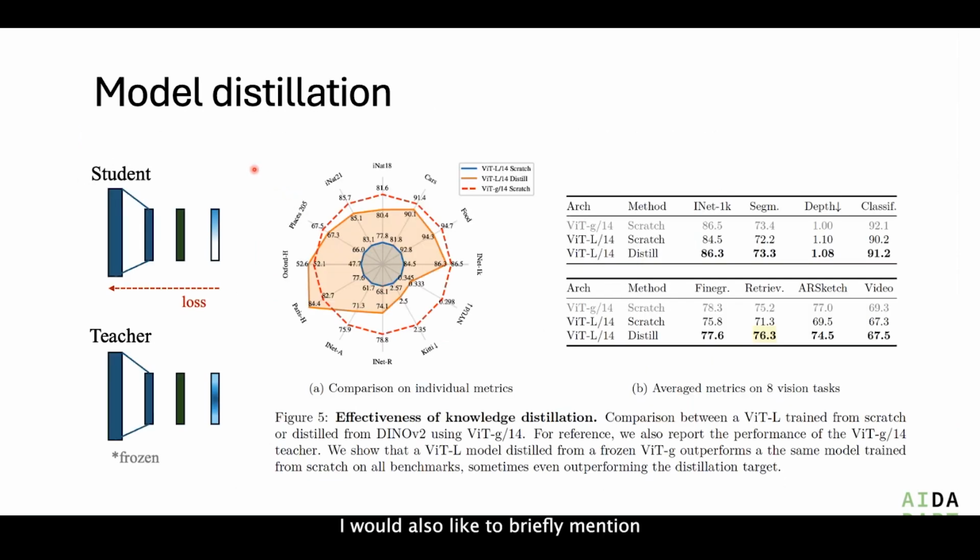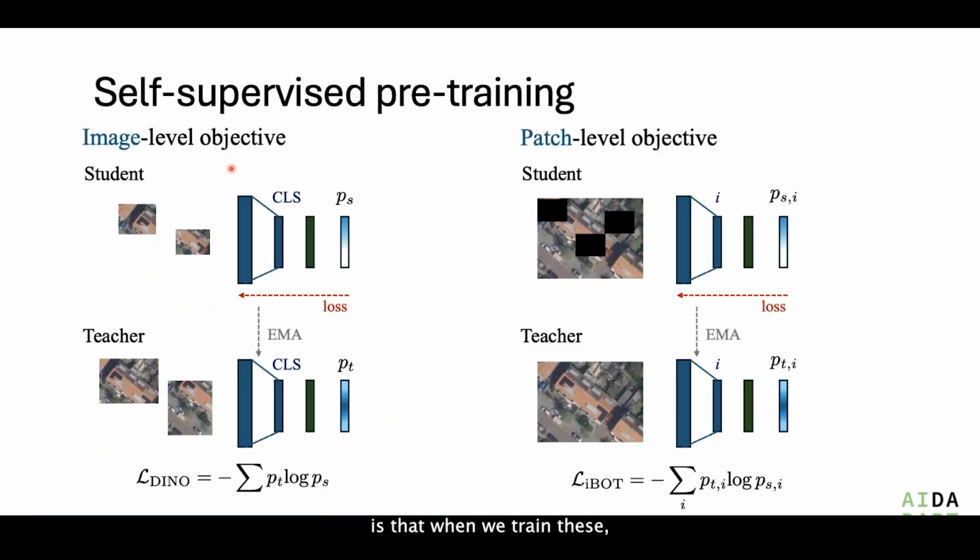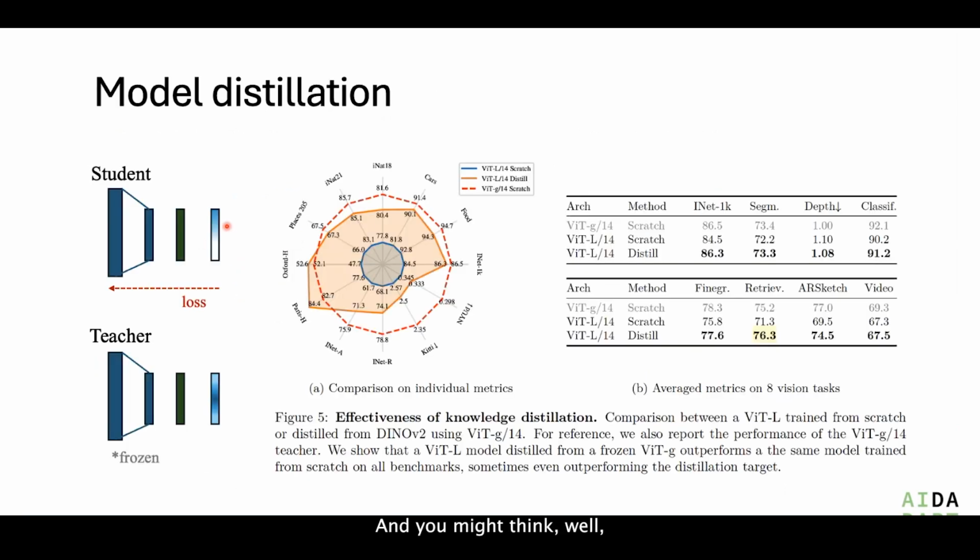I would also like to briefly mention model distillation because I found it very interesting. What it means is that when we train this, we use a large vision transformer. So it means we have many parameters there, right? But some people, even during inference, might like to use a smaller scale vision transformer. And you might think, well, we can train it from scratch. Yes, we can do exactly the same process with a smaller transformer.